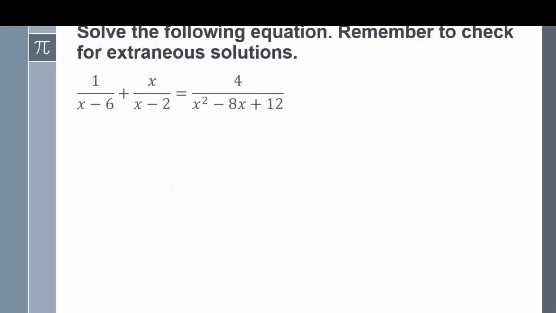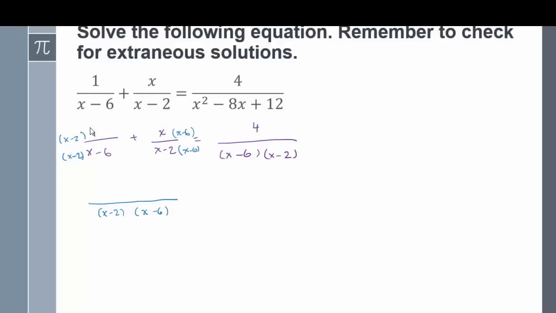Solve the following equation. Remember to check for extraneous solutions. Start by factoring x squared minus 8x plus 12. Two numbers that multiply to a positive 12 and add to a negative 8 are negative 6 and negative 2. Our least common multiple for both sides of the equation has to be x minus 6 times x minus 2. Go to multiply the numerator and the denominator of 1 over x minus 6 by x minus 2, and the numerator and the denominator of x over x minus 2 by x minus 6.